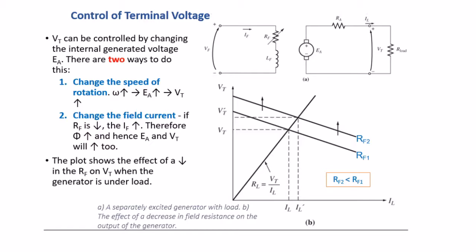Right, VT, or the terminal voltage, can be controlled by changing the internal generated voltage EA. So to control VT, we control the EA, the internal generated voltage. Okay, and there are two ways to do this. First is by changing the speed of the rotation, and second is by changing the field current.